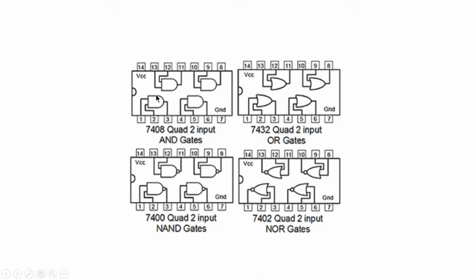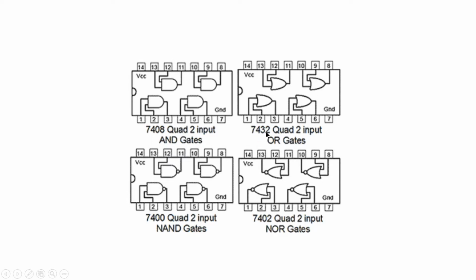This is the symbolic representation of the AND gate. Pin number 1 is input, pin number 2 is also input, and pin number 3 is output. Pin number 4 is input for another AND gate, pin number 5 is input, and pin number 6 is output. Like this, pin number 8 is the output, and 9 and 10 are inputs for the third AND gate. For the fourth AND gate, pin number 11 is output, and pins 13 and 12 are inputs. So we have four AND gates in a particular IC, and the same kind of configuration is there in each and every case.